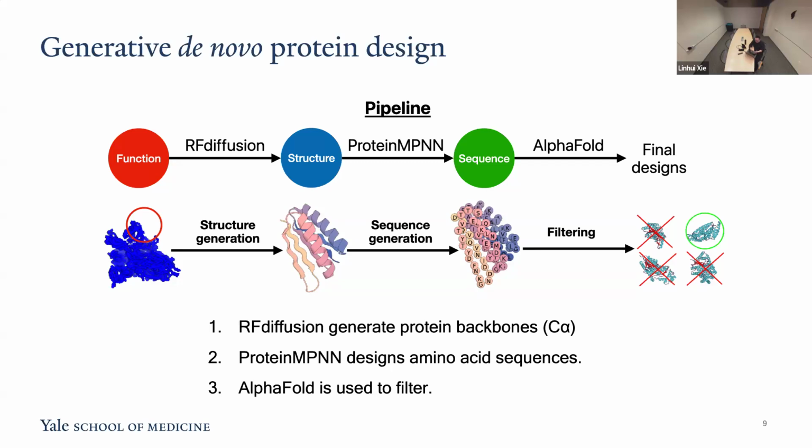But how do you know which one is good? How do you know which one is bad? So they introduce AlphaFold 3 to evaluate the whole structures. In this case, we can quantify the quality of our generation.